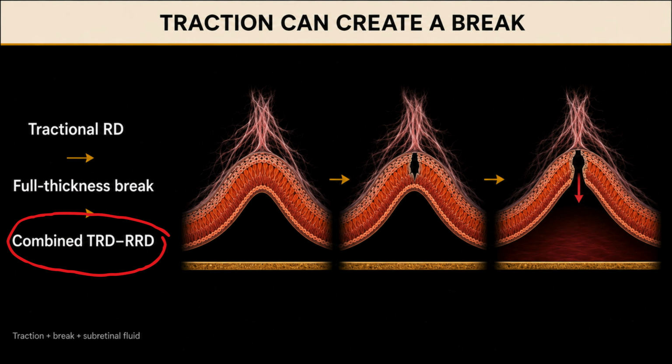For example, a tractional retinal detachment may later develop a full thickness retinal break, and once that happens, the eye no longer has a purely tractional detachment. It has now developed combined tractional rhegmatogenous retinal detachment. Understood?